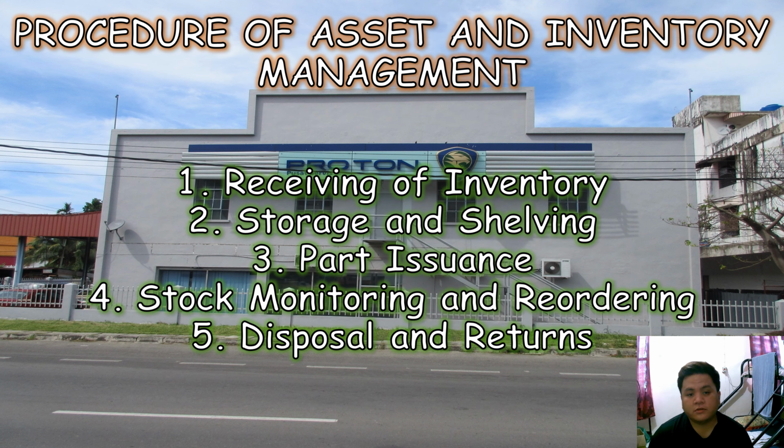Now we will look through the procedure of asset and inventory management at Proton Sandakan 2S. Number one is receiving of inventory. When new parts arrive from suppliers, storekeepers check them against the purchase order listed in the SAP SE system. They will verify the quantity, part number, and condition of the goods. Once verified, the parts are updated in SAP.